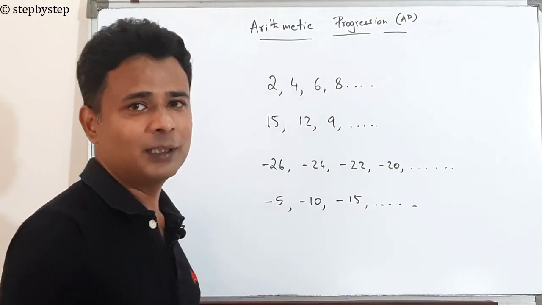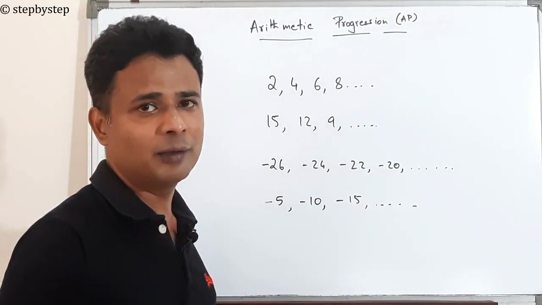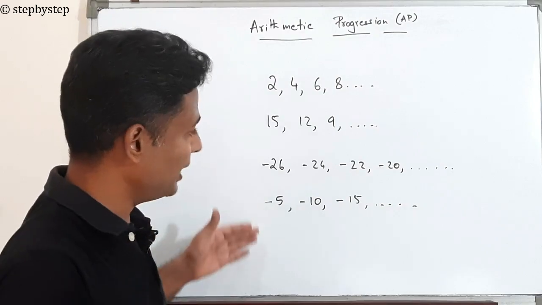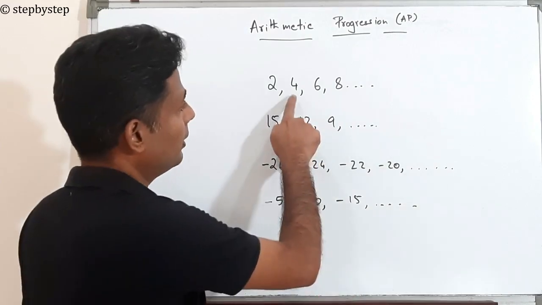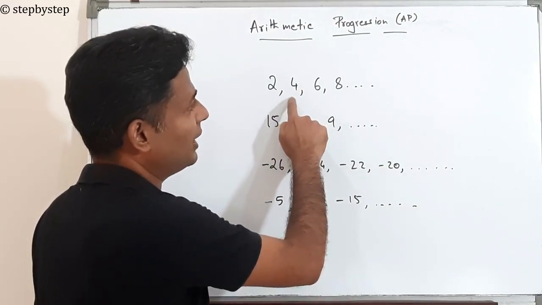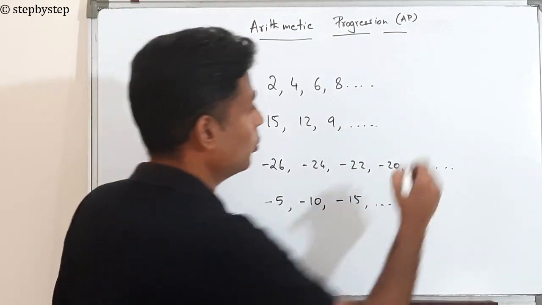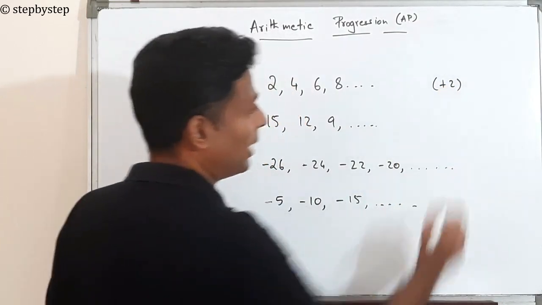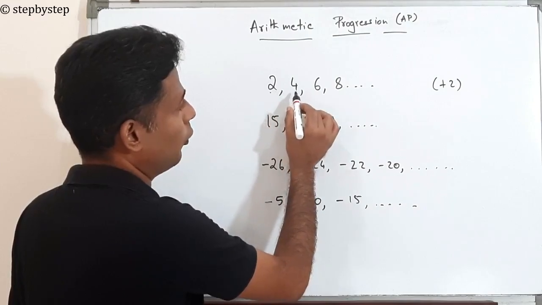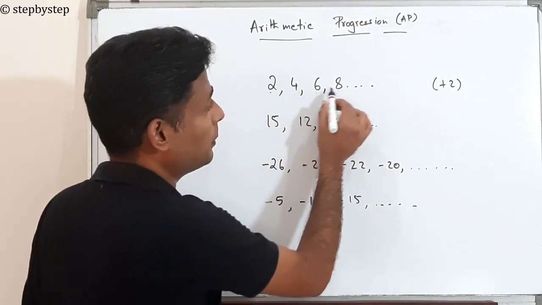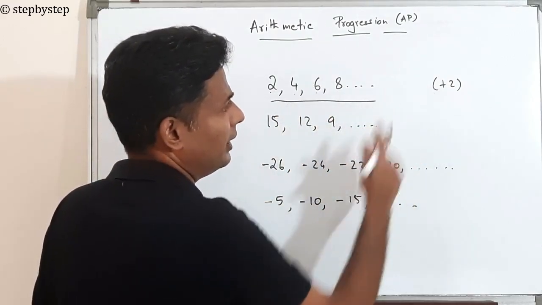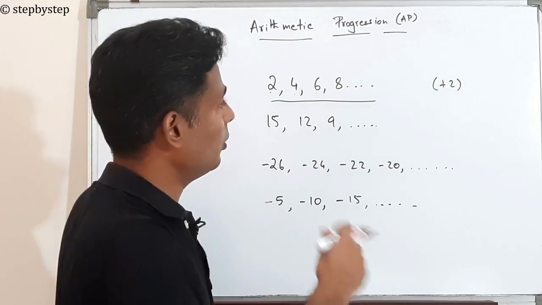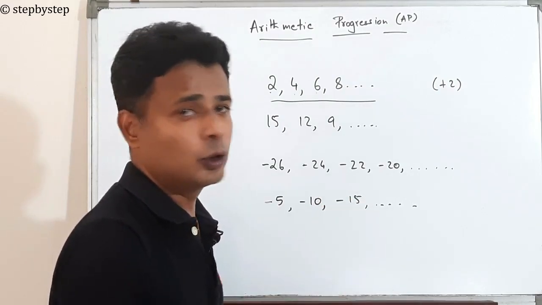Alright guys, I'm sure most of you have realized what is happening in all four. So what is happening in the first thing? Each number, every time, is increasing by 2. 2 plus 2, 4. 4 plus 2, 6. 6 plus 2, 8. So in this sequence, each consecutive number is increasing by 2.